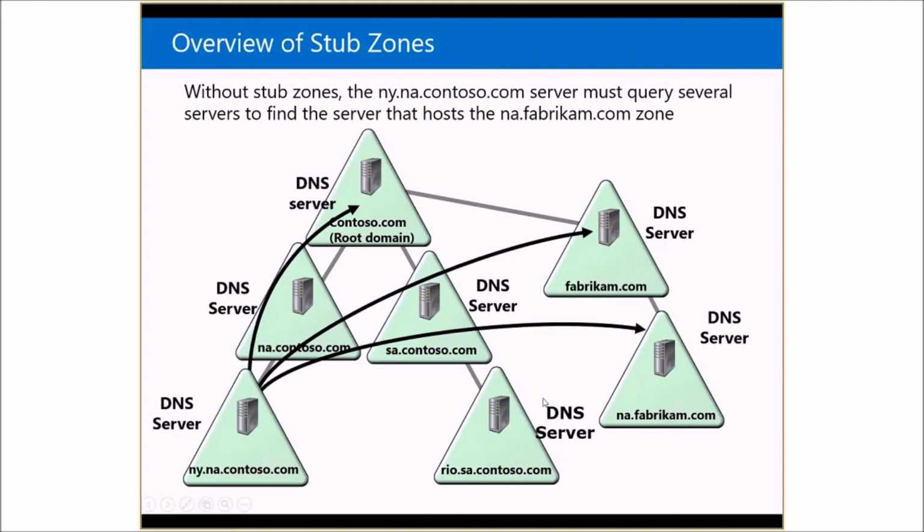So what a stub zone means is that instead of going through that normal process, we can create a stub zone here on our DNS server that will not contain any DNS records except for the name server record. The name server record will point to this DNS server here. So instead of going through the whole process, it goes directly to this name server for that domain. Without a stub zone, the contoso.com server must query several servers to find the server that hosts the na.fabricant.com zone. But with a stub zone, you can go directly there.